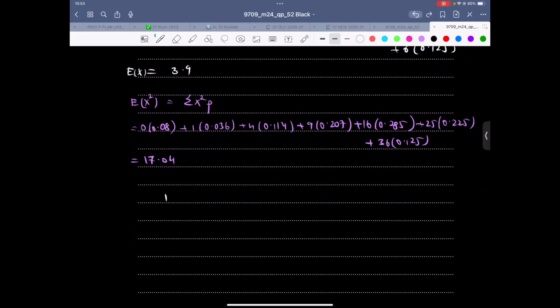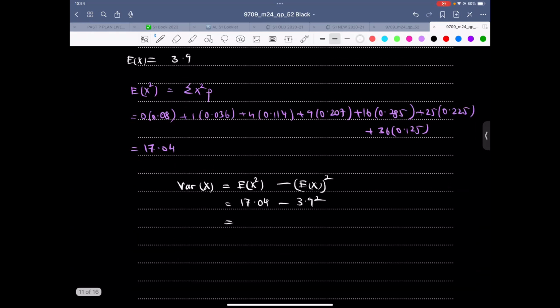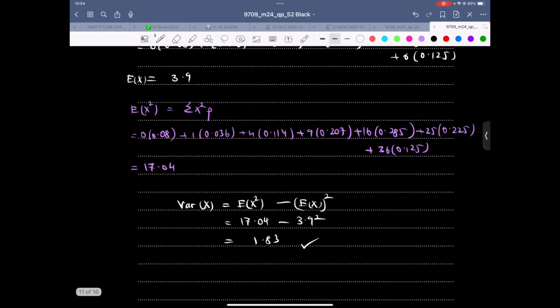And we have variance of x, that is expectation of x squared, which is 17.04, minus square of expectation of x, minus 3.9 squared. And this comes out to be 1.83. Let me just double check it again. So 3.9 squared, and then subtract it from 17.04. This comes out to be 1.83. This is all good, all perfect.